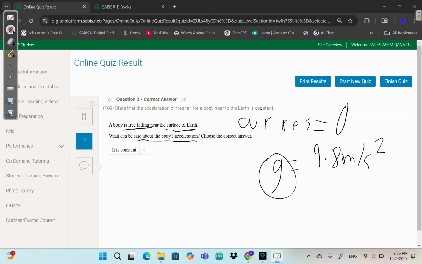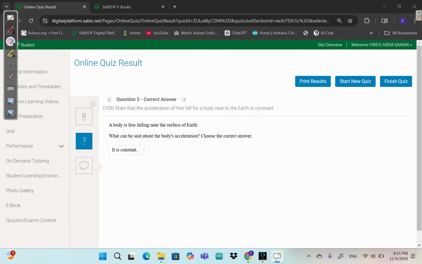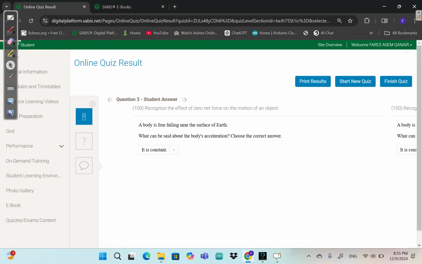Since the only force acting on it is gravity, and gravity is constant acceleration, 9.8 meters per second every second, the body's acceleration is going to be gravity, which is constant. So its acceleration is going to be constant. And that's it.